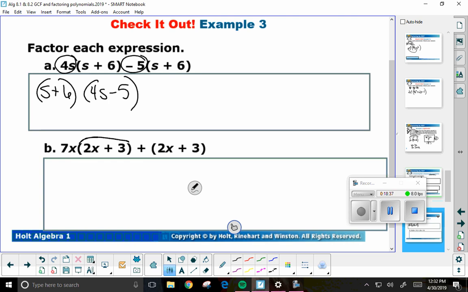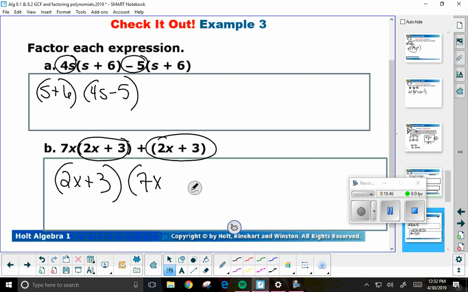We'll pull this binomial out because they're the same, 2x plus 3. And I'm going to multiply that by 7x. And what's the coefficient right here, even though you can't see it? Plus 1.